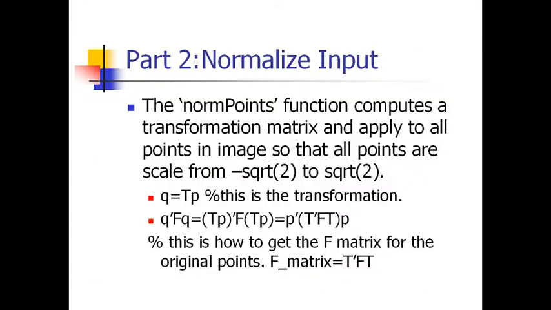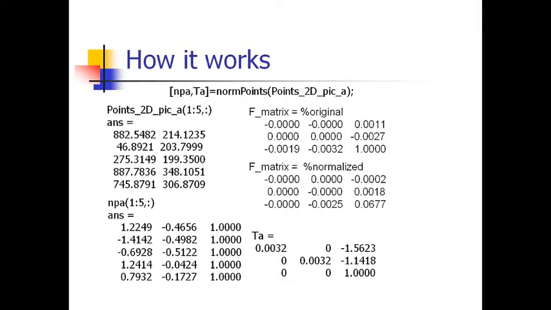So the task is that we need to normalize the points. Here we introduce a norm point function which transforms the points to a new coordinate system with a range of negative square root of 2 to positive square root of 2. It calculates the transformed points and the transformation matrix, so we can get back to the original image's point correspondence. So here is an example of how this works.